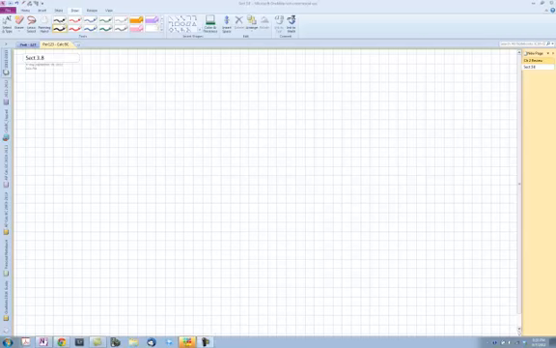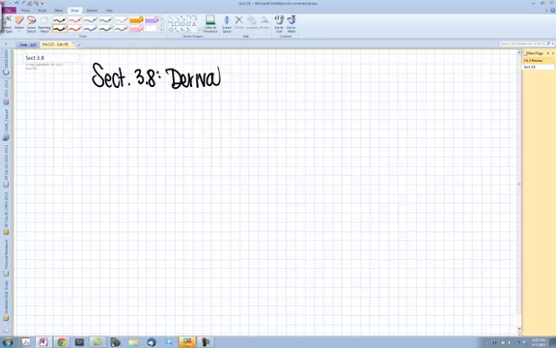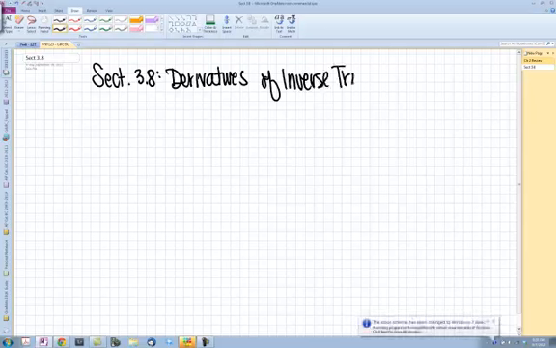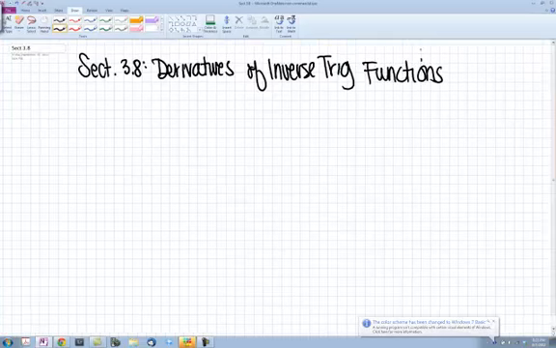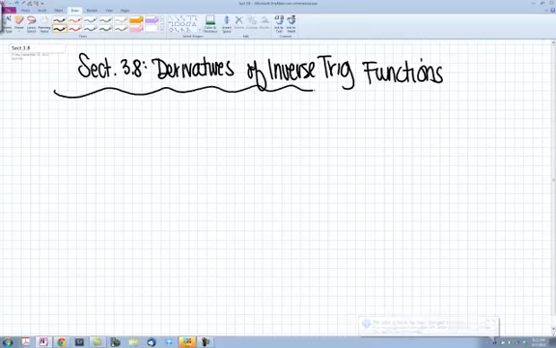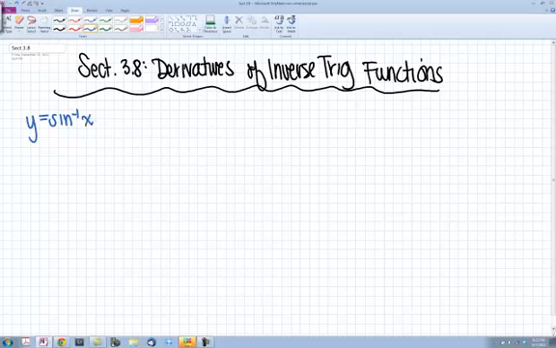Okay, today I'm going to review derivatives of inverse trig functions, section 3.8. I'm only going to do 3 of them. There are 6 inverse trig functions. I'll do 3 of them, and for the remaining 3, you can see how they are related to the ones that we're going to do, and you're also responsible for knowing all of them, actually.